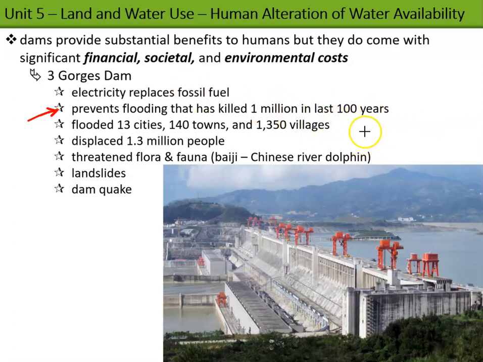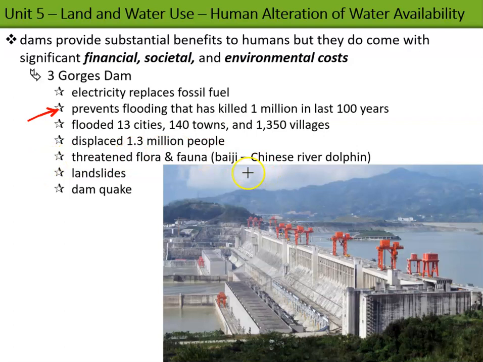Now, there are environmental costs to that as well. Upstream, however, when they built the Three Gorges Dam, it essentially eliminated 13 cities, 140 towns, and more than 1,300 villages, and displaced about 1.3 million people who had to move because their town was now underwater. It also seems to have been quite an environmental disaster potentially.